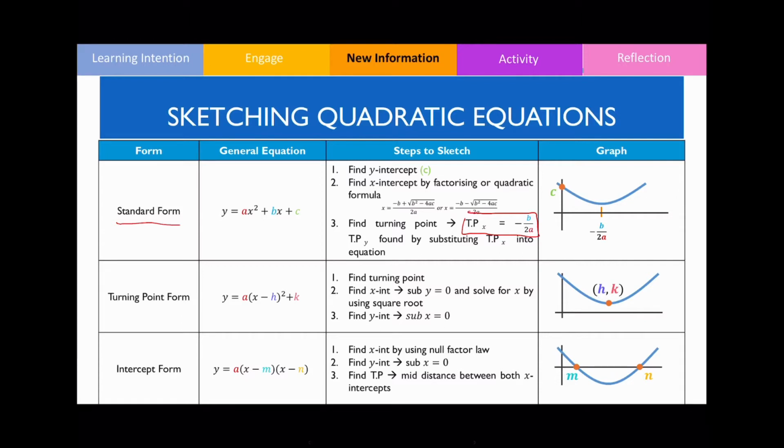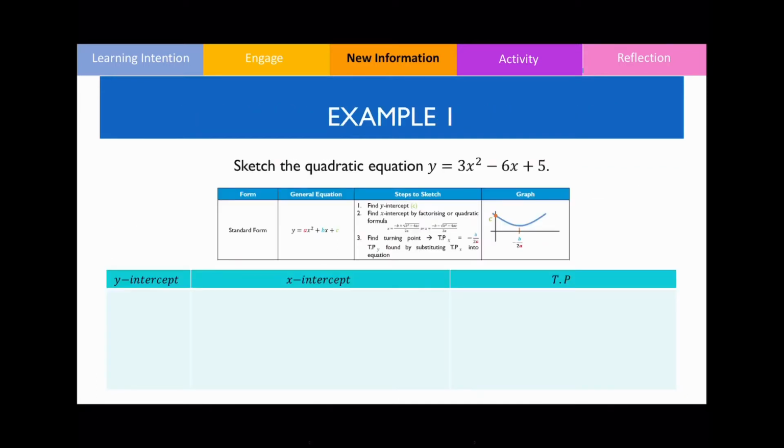Okay, so let's go through two examples in today's lesson. So in our very first example over here, let's quickly find out what is your y-intercept. So your y-intercept is going to be the value of c, so your c value is going to equal 5, so it's going to be (0, 5).